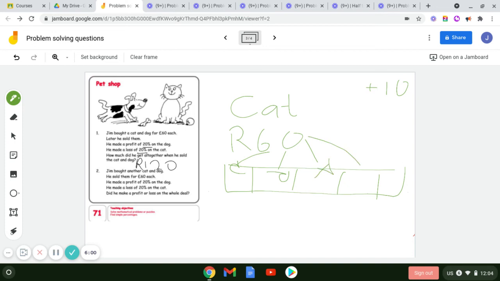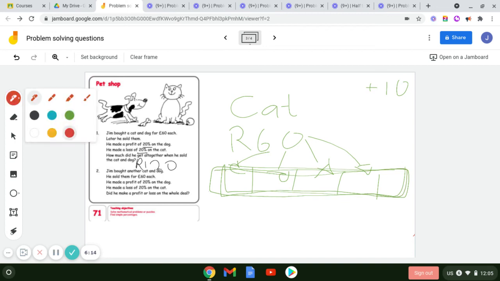No, actually, we divide the 60 into 4. Sorry, I'm getting a bit confused there. So what this means is when Jim first bought the cat, he paid for this whole block. That's how much money he paid out. But when he sold the cat again, he only was able to sell it for 4 blocks. It was 20% less. He was missing this last block.